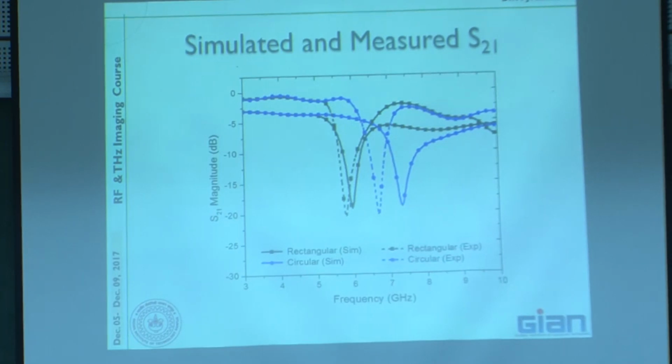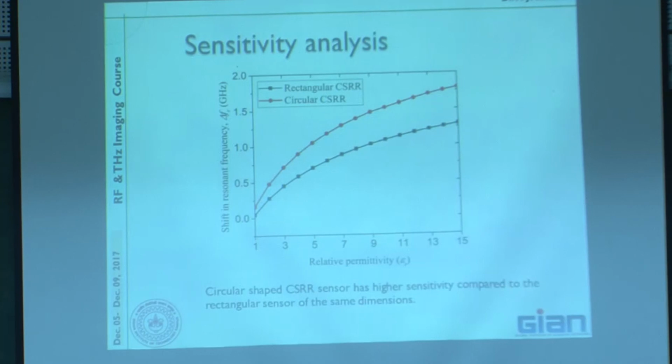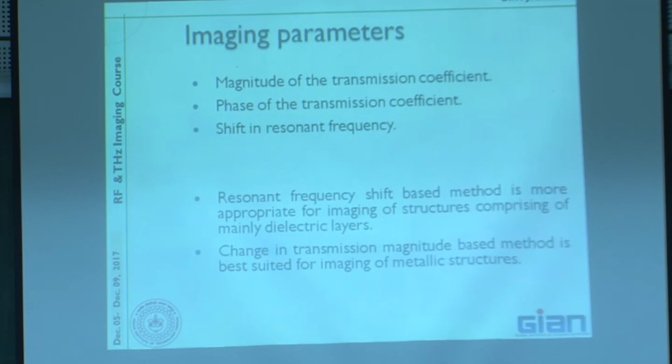This is just to compare simulated and measured S21. And this is a very important thing. As you can see, for the same physical dimension, the circular one has a better shift compared to the rectangular one. Delta FR is higher for the same permittivity, and that is very important for us to know, that the circular one is better for this kind of imaging.